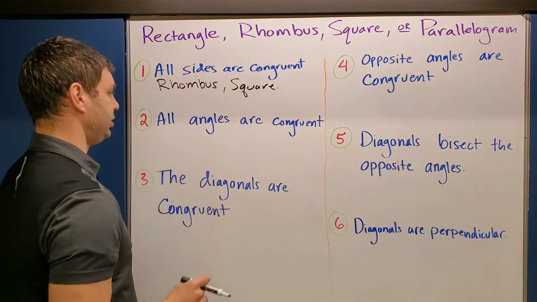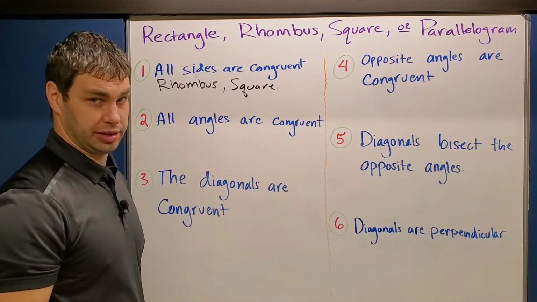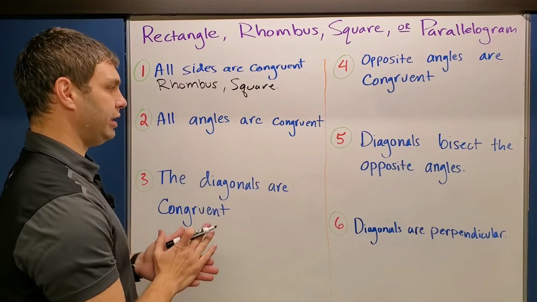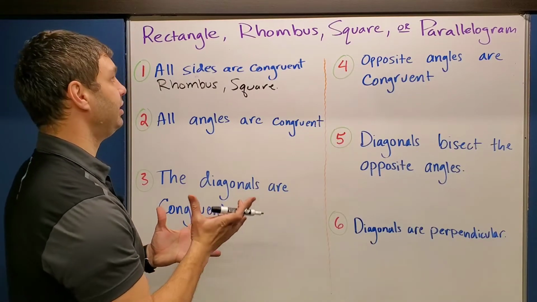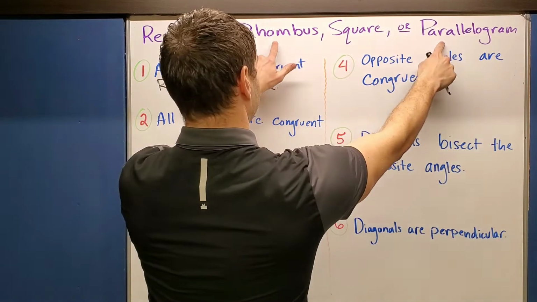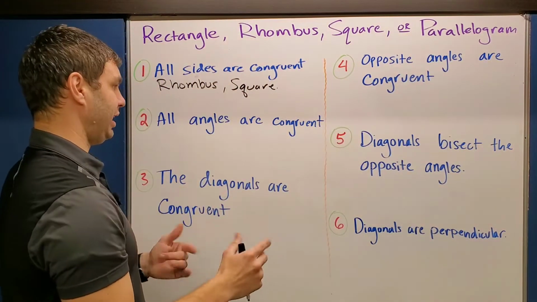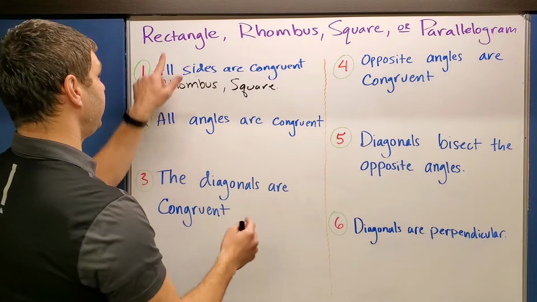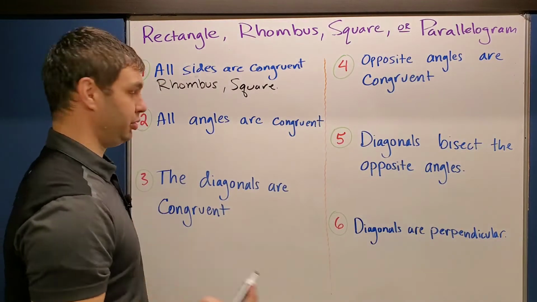All right, let's try number 2. Number 2 says all angles are congruent. Again, the ones that have all angles congruent, in this case, are going to be ones that have 90-degree angles. The ones that don't, I think a parallelogram and a rhombus, don't necessarily have to have all their angles being congruent, but a rectangle and a square do.